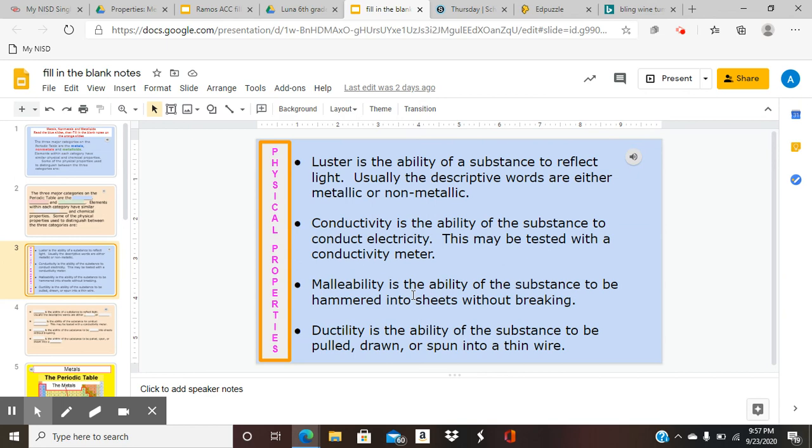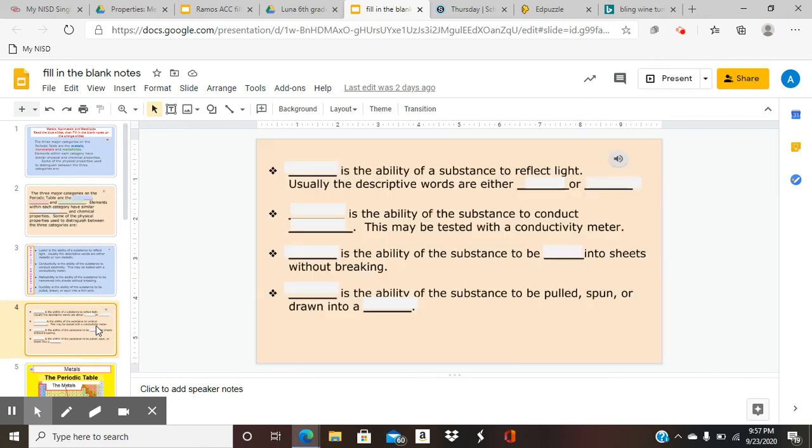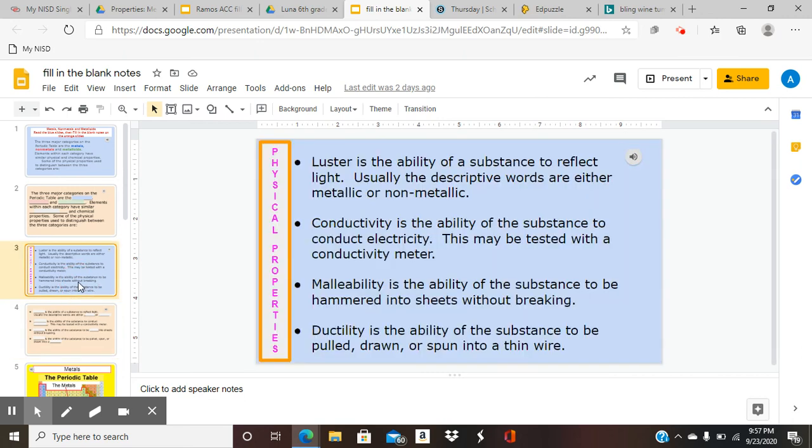Malleability is the ability of a substance to be hammered into sheets without breaking. Like your soda can, which is made of aluminum, and aluminum is a metal. Ductility is the ability of a substance to be pulled, drawn, or spun into a thin wire. An example would be the fence around the school, or your jewelry. That would be ductility. So on slide 4, you are going to fill in the blank, and you are going to use the information from slide 3 in order to do that.